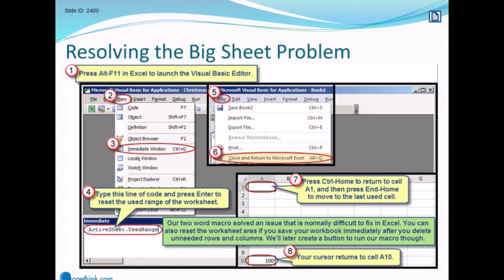If we then go to the File menu, that's step 5 in the Visual Basic Editor. Step 6 will say close and return to Microsoft Excel. At that point, we can press Control Home to return to cell A1. If we then either use End Home or Control End, either one of those will take us to cell A10. We'll have then reset our worksheet.